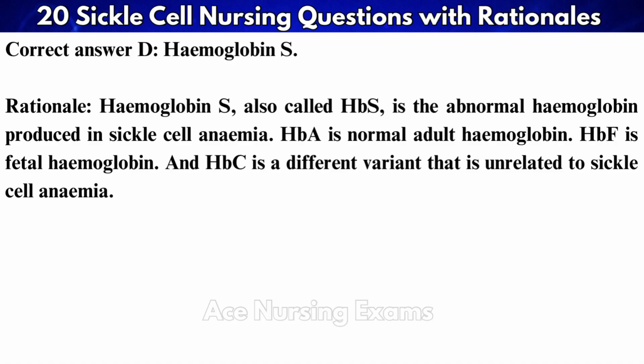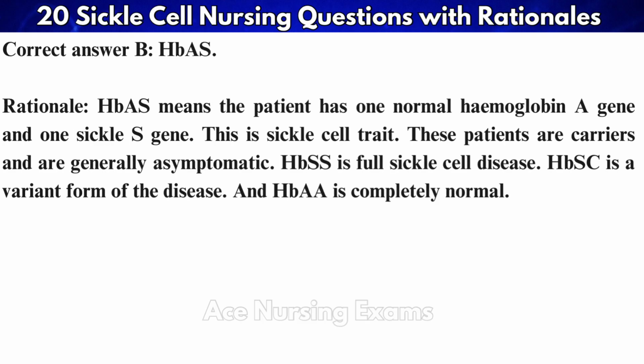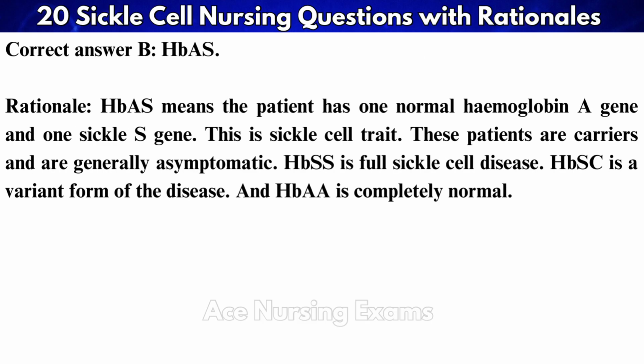cell anemia. Question 3. Which genotype correctly represents a patient who has sickle cell trait only? A. HbSS, B. HbAS, C. HbSC, D. HbAA. The correct answer is B.